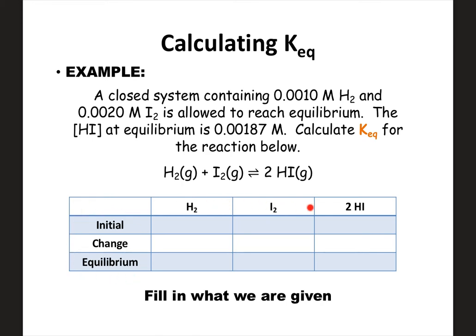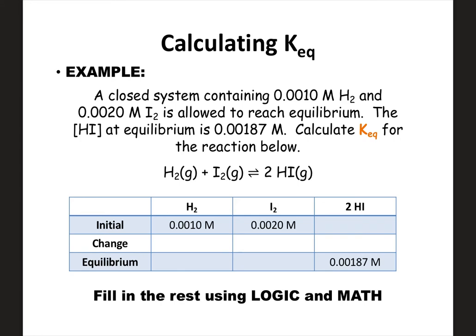I put the substances in the reaction here at the top, and I did include the amounts. The amounts are important here, okay? So the first thing we're going to do is just fill in what we were given in the problem. Based on the information I have from the problem, I know the initial concentrations of the H2 and the I2 here. Be very careful on the wording.